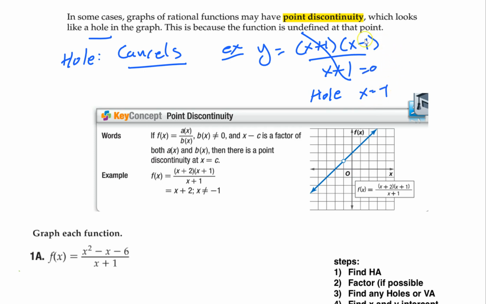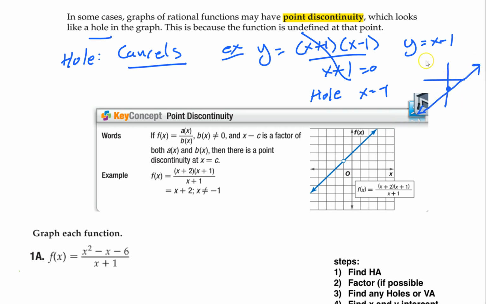So what does that mean? Well, look what's left over. You still have a graph there. You still have the graph y equals x minus 1. We know how to graph that. Y-intercept of negative 1, slope of 1. Looks something to that effect.